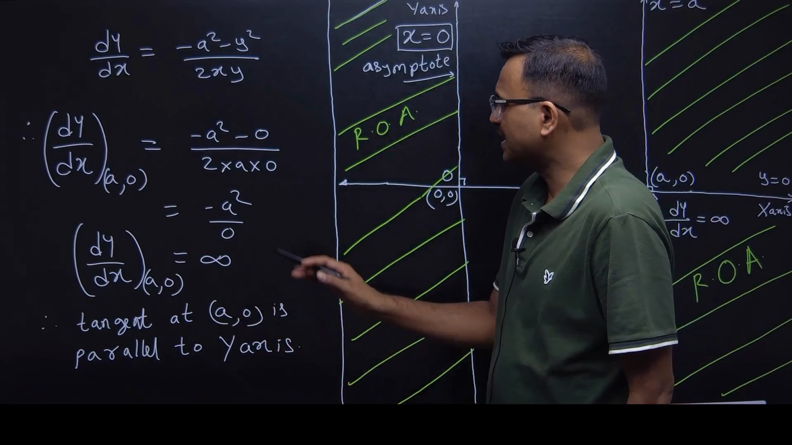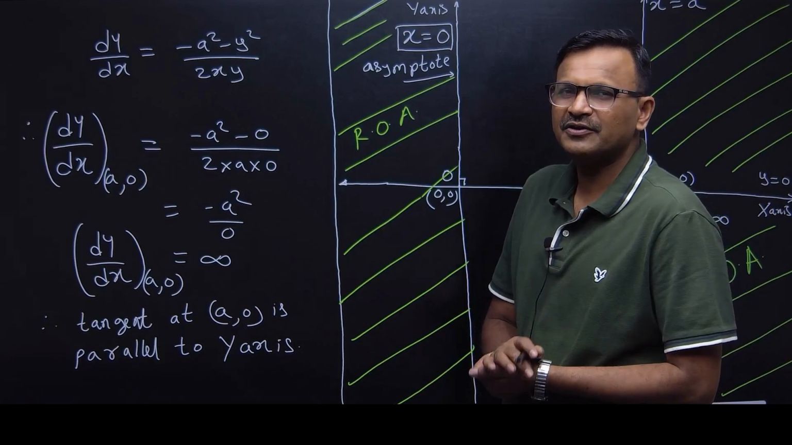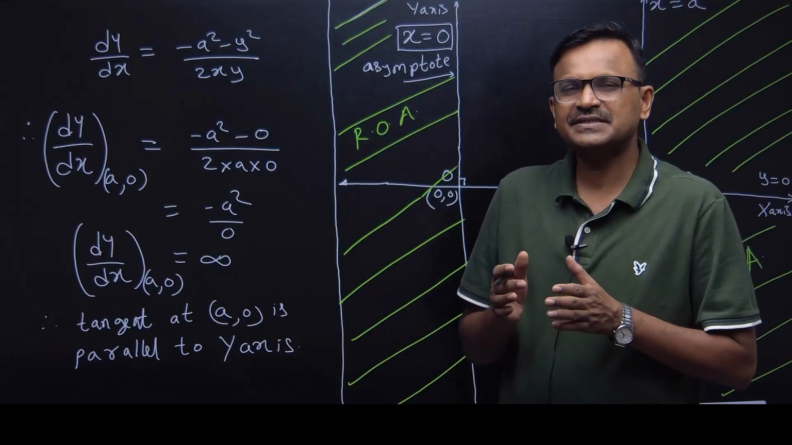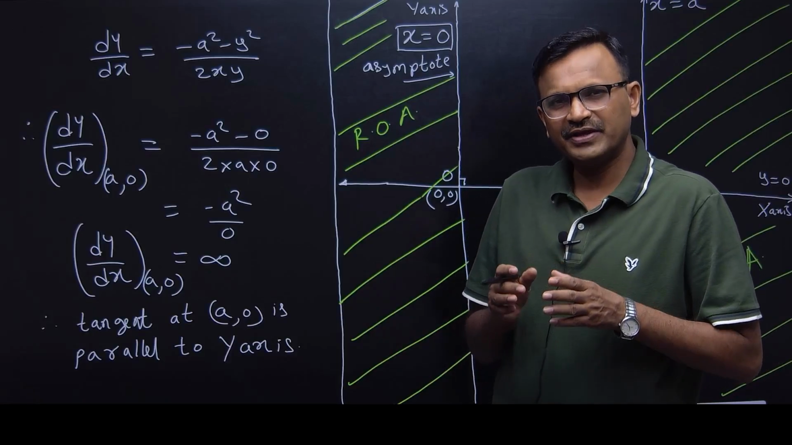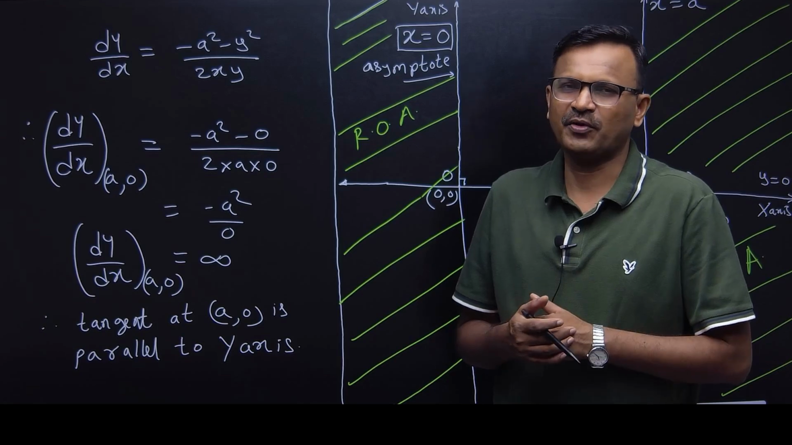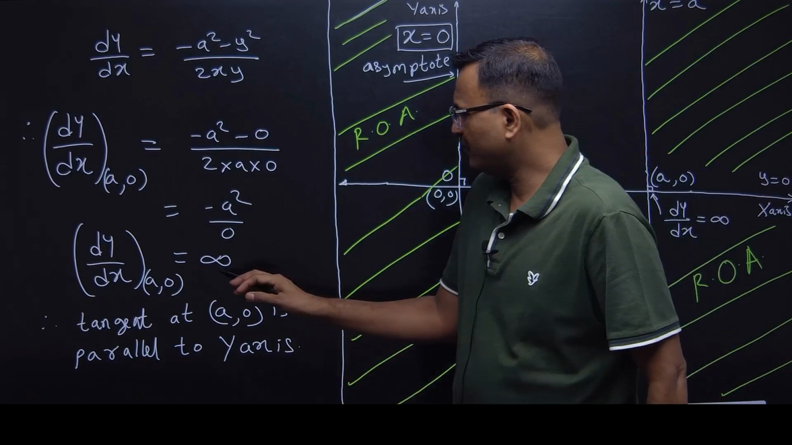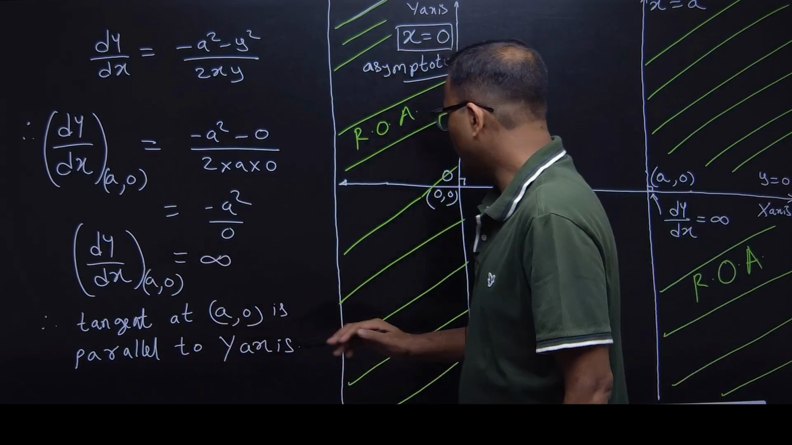Therefore the tangent at that point must be parallel to y axis. Remember, if dy by dx is 0 at some point, tangent is parallel to x axis. If dy by dx is infinity at some point, it means that the tangent is parallel to y axis. Here it is infinity, tangent is parallel to the y axis.